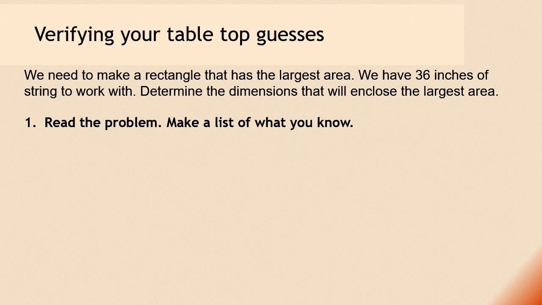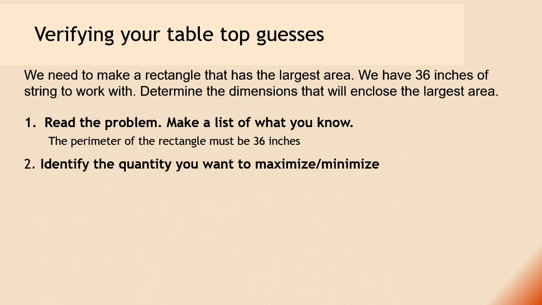All right, let's verify your tabletop guess. First of all, whenever you have these problems, you're always going to read and make a list of what you know. So we do know that the perimeter must be 36 inches. And we want to identify the quantity that we're trying to maximize or minimize, and what we're trying to do is to maximize the area.